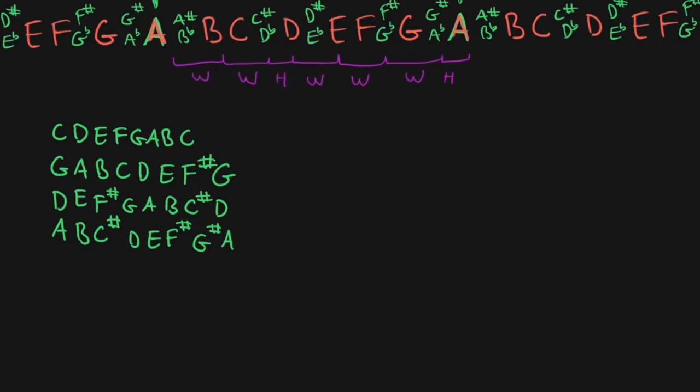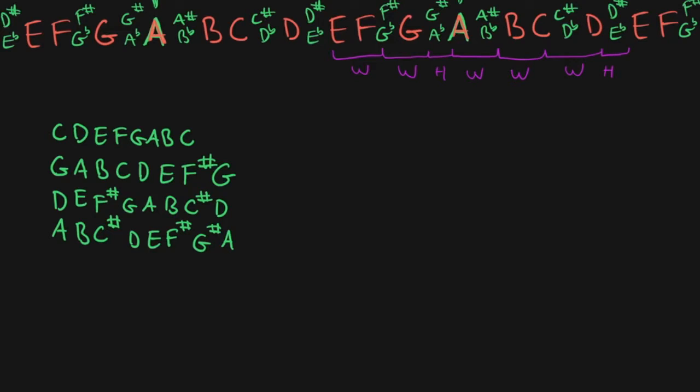Okay, so now we're going to slide it over to the E root, giving us the E major scale, which consists of these notes: E, F sharp, G sharp, A, B, C sharp, D sharp, E.